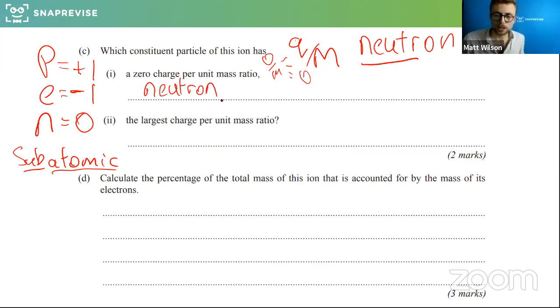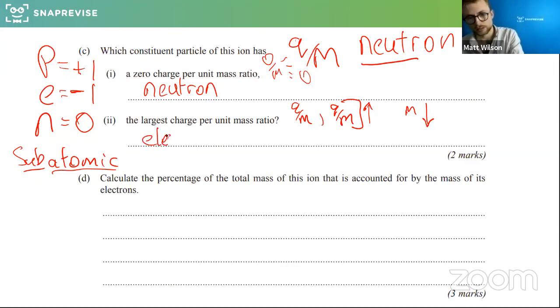Which one has the largest charge per unit mass ratio? Well, it's going to be a toss-up between the proton and the electron. So they both have the same size charge, but which one has the bigger value of charge over mass? Well, we can increase the value of charge over mass by decreasing the mass. So which one of these has the smallest mass? Well, that's the electron. Good.